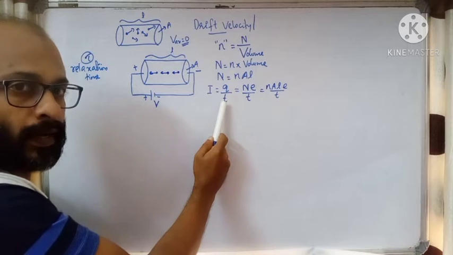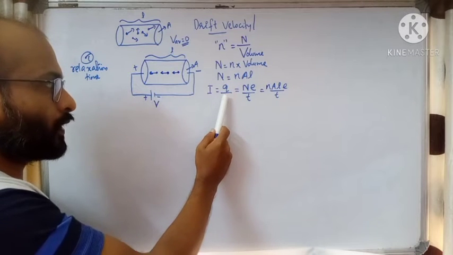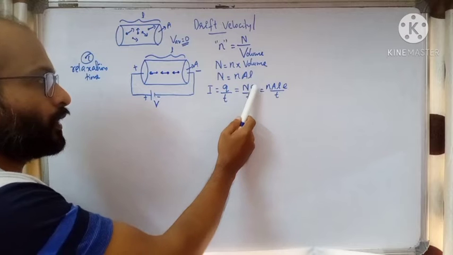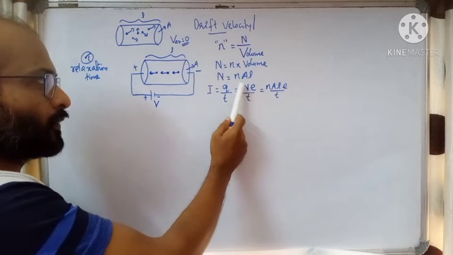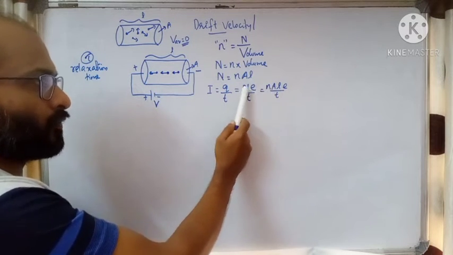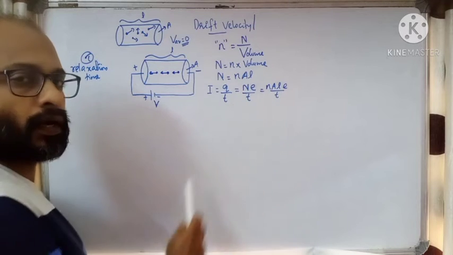Current is equal to Q by t, the total charge Q divided by t. Q is equal to N into e, where e is the charge of the electron. So N into e by t is the equation of current. Now we substitute N is equal to nAL. So nAL into e by t is the equation for current.